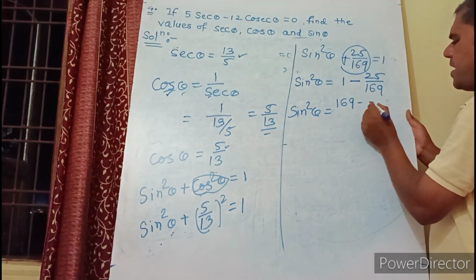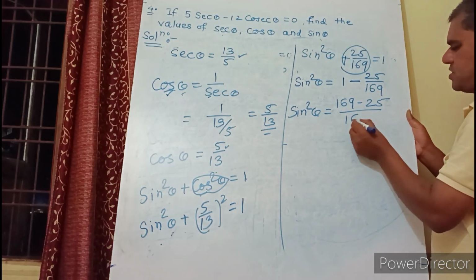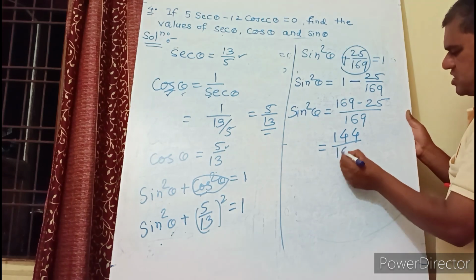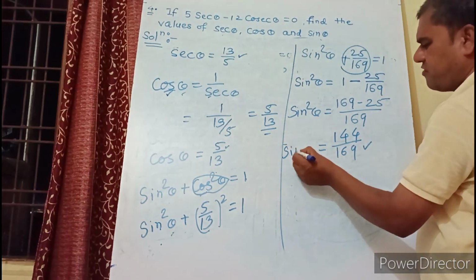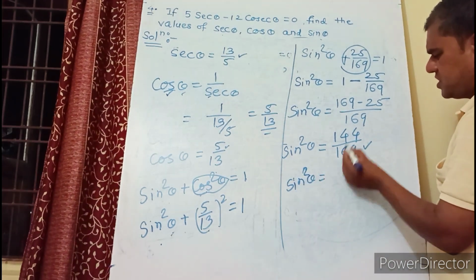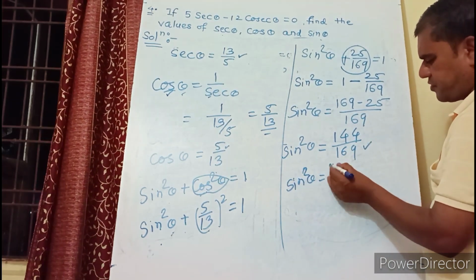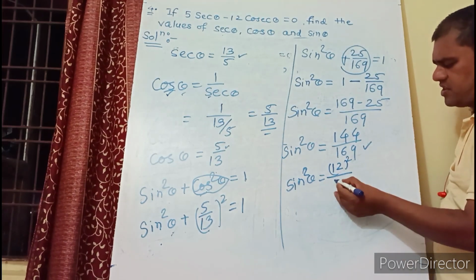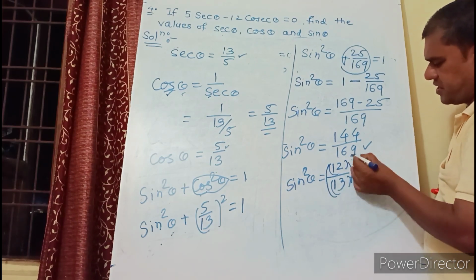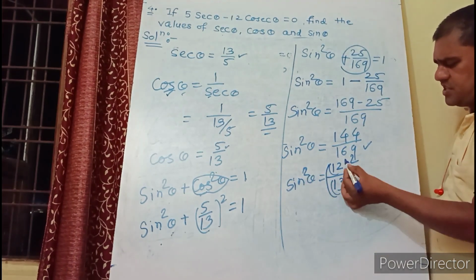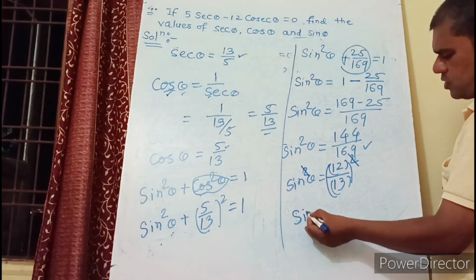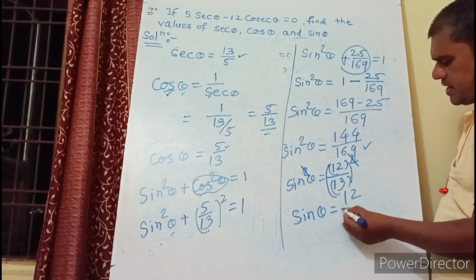Now sin square of theta is equal to 1 into 169 minus 25 divided by 169, which is 144 divided by 169. We get the value of sin square of theta. Now 144 is the square of 12 and 169 is the square of 13. So sin square of theta is equal to 12 by 13 whole square. Now the square and square get cancelled, and we get the value of sin theta is equal to 12 by 13.